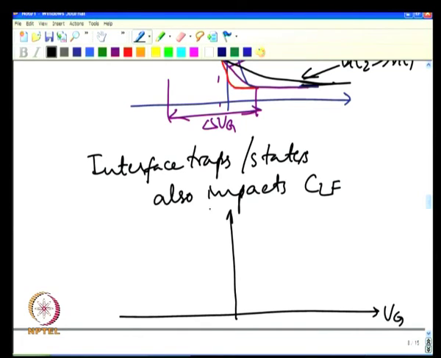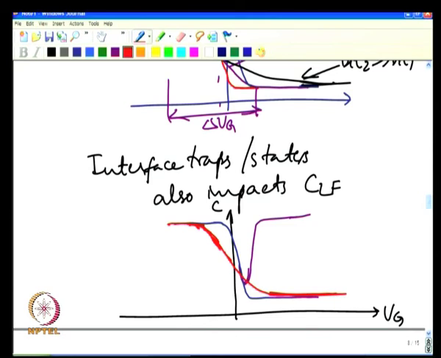If I have this C versus VG, okay. Let us say that I actually do the measurement, instead of being a very sharp ideal CV, okay, a high frequency CV, let us say this is high frequency and accordingly the low frequency will probably look like this, correct. And now, because of the interface state density, let us say that the CV curve actually looks something like this. Okay.